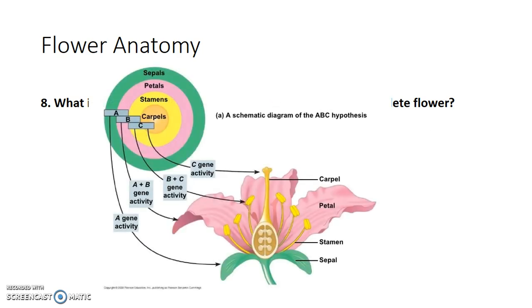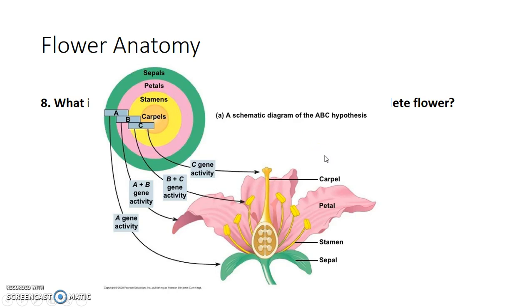And those whorls, what I mean by whorls, is literally whorls. Think of it like circles. Picture a flower like a dartboard. The outermost whorl is the sepal. That's these green things. And then you get on this particular flower the purple petals, the yellow stamens, and then the bullseye would be the carpel. The stamens are the male part and the carpel is the female part.